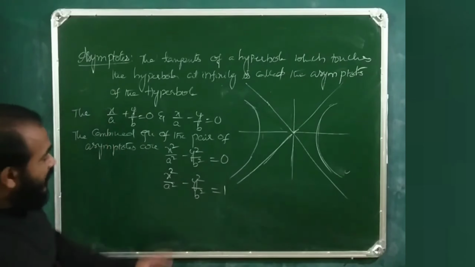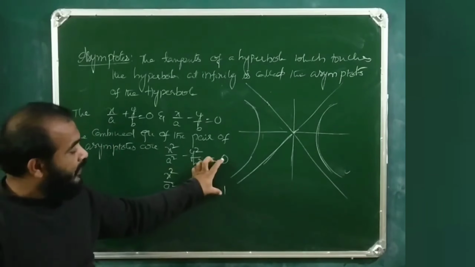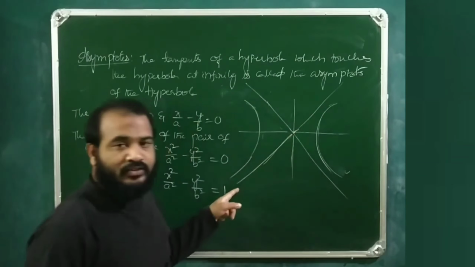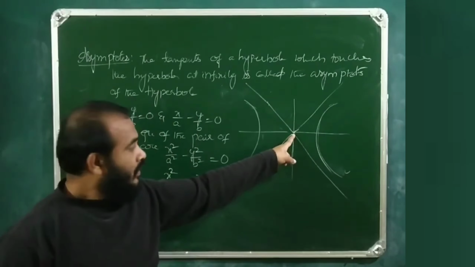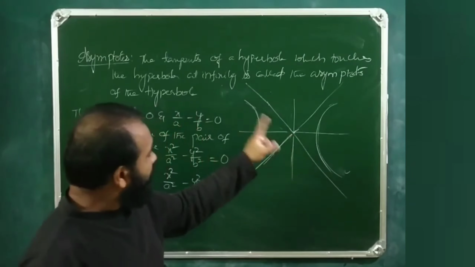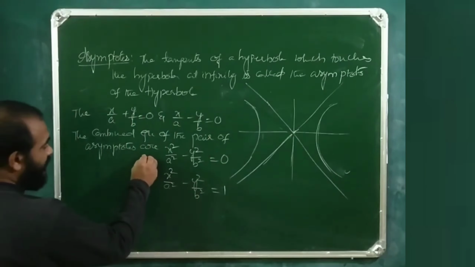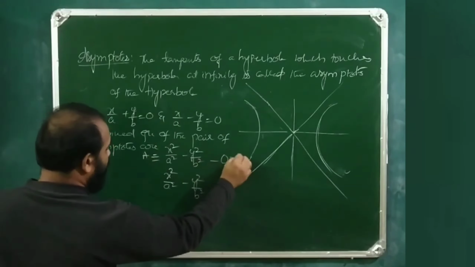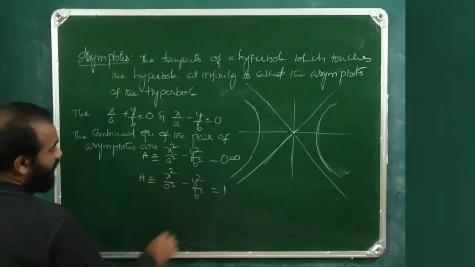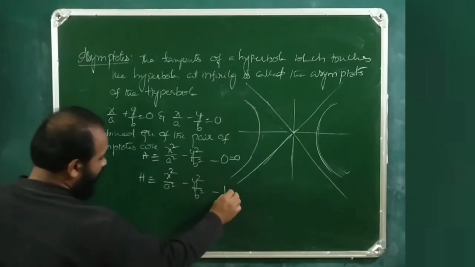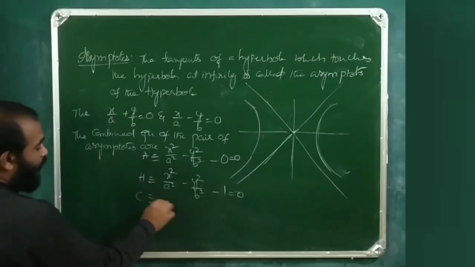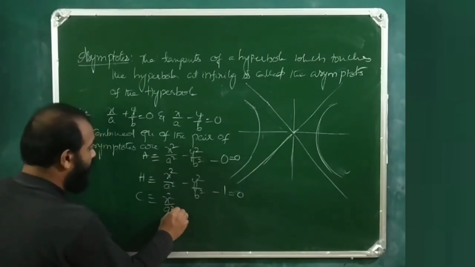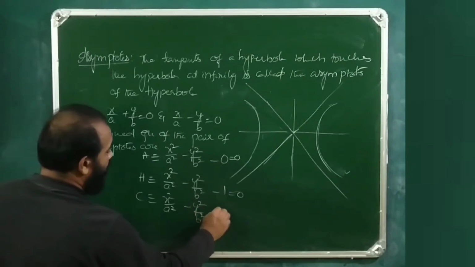That means the asymptotes and the hyperbola differ by a constant. That is point number 1. And the asymptotes always pass through the center of the hyperbola. And the third one is, for example, this is the asymptotes pair, and this is, for example, H: x square by a square minus y square by b square minus 1 equals 0. And the conjugate hyperbola is x square by a square minus y square by b square equals minus 1, so this is x square by a square minus y square by b square plus 1 equals 0.